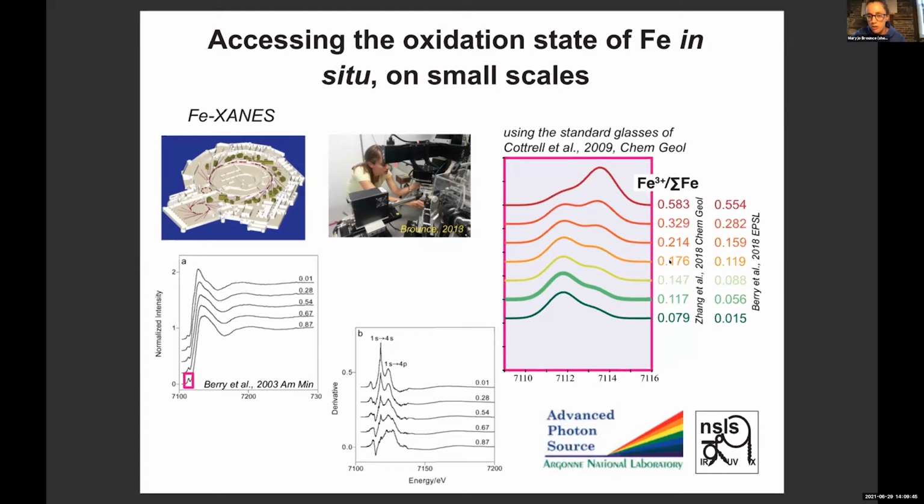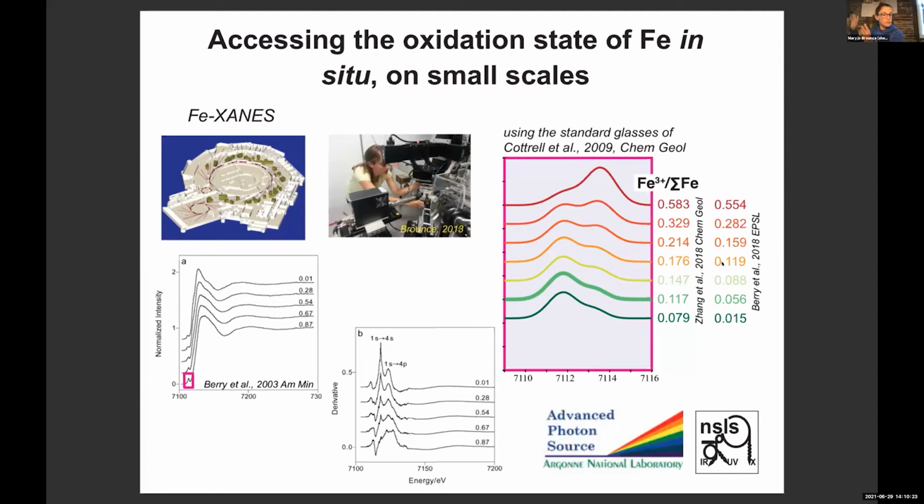I am showing you here on the right-hand side, again, known iron 3+ to total iron ratios of those standard glasses. What you'll notice is that there are 2 columns here. And this is because in any kind of analytical approach, you would like to know independently from this new technique that you're working on, what is the value? How do you define your standard glasses? And so these are two approaches from Zhang et al. in Chemical Geology in 2018 and Berry et al. in the same year in EPSL. They're both Mossbauer based calibrations. And so these are values that we know from Mossbauer spectroscopy.